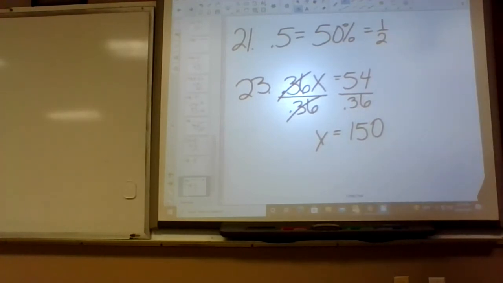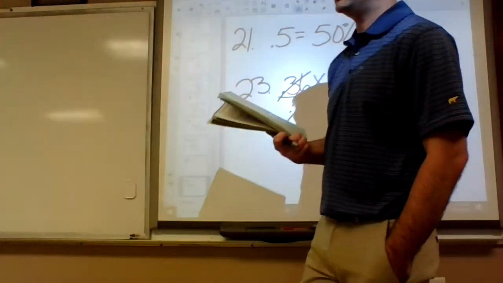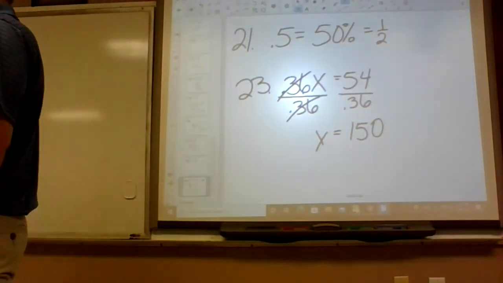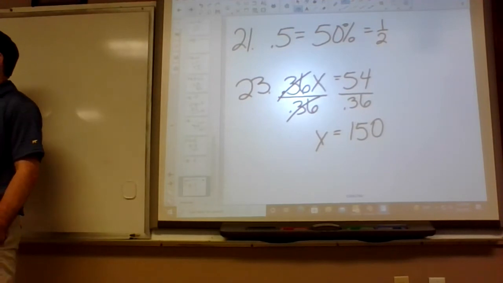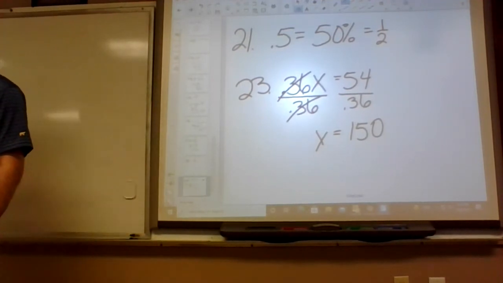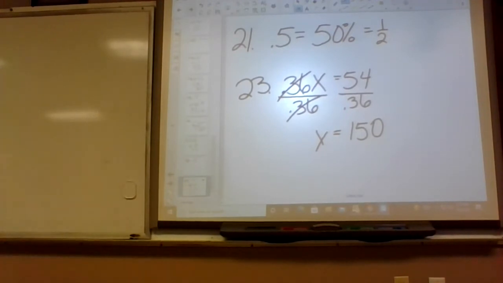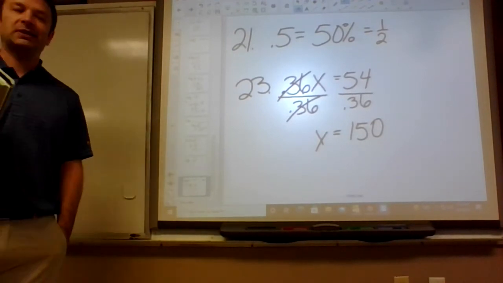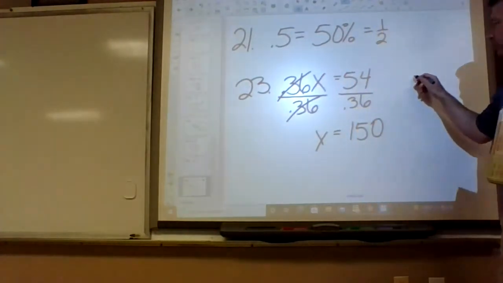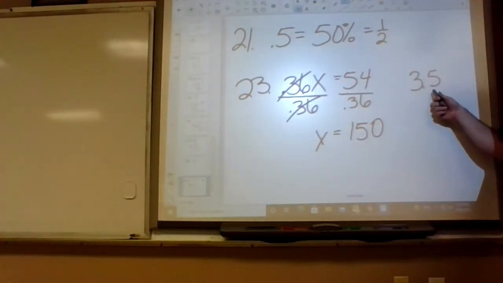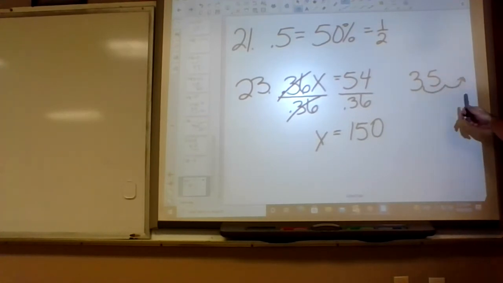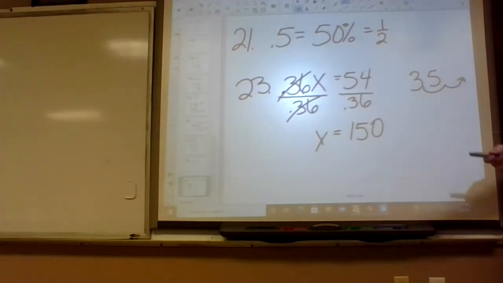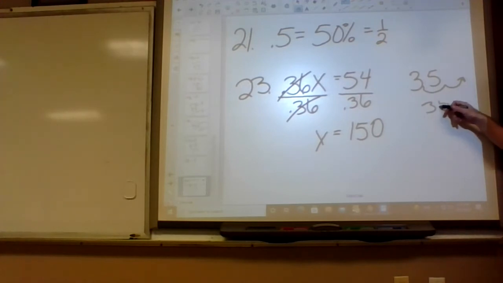Okay, 24 is pretty close to the same thing, but there is one important difference. You guys see what's different on 24? You're going to write it very similar to 23. The difference is you need to turn your answer into a percent. So let's say we got x is 3.5. How do I turn that to a percent? Decimal to percent, you go to the right. Percent to decimal, you go to the left. So this would be 350%. That's not the answer, by the way. Don't write that down.